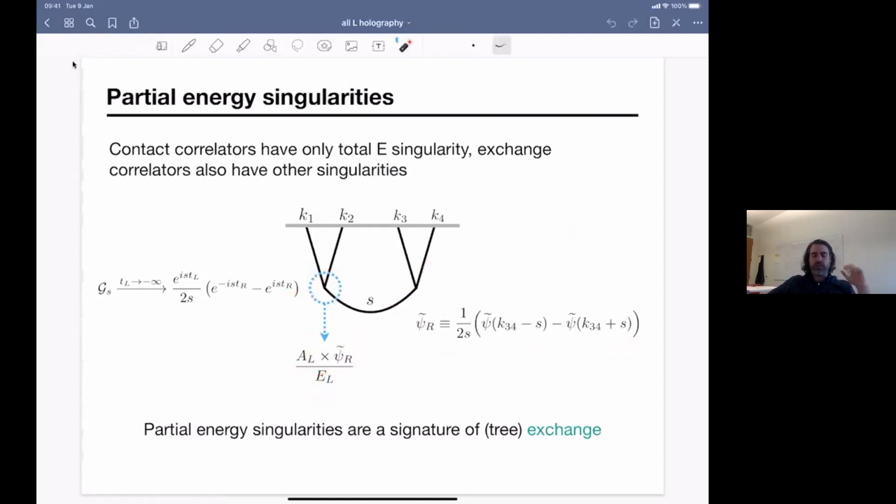Okay. And another interesting fact to emphasize is that the existence of these partial energy singularities is already a signature of exchange in the bulk, of some tree level exchange. And so, for example, if you handed me a correlation function and you said, I claim that this comes from the exchange of some particle in de Sitter space, and it didn't have any of these partial energy singularities, I would be extremely suspicious of your claim. So it's already interesting information that we can extract some amount of physics from the existence and locations of these singularities.